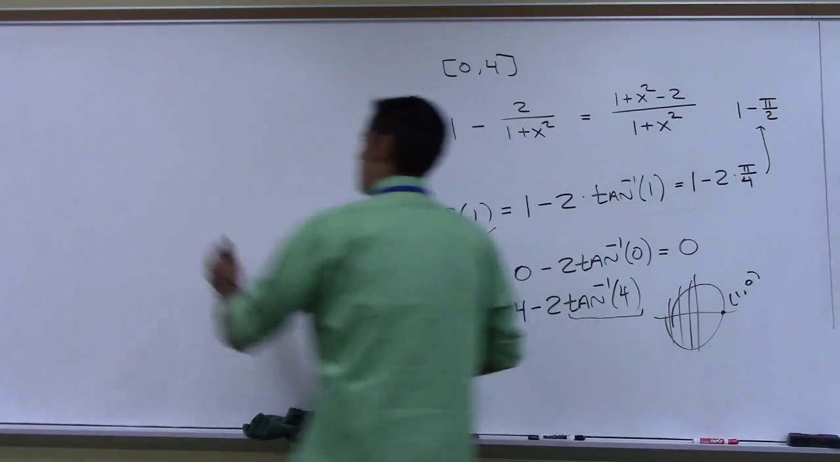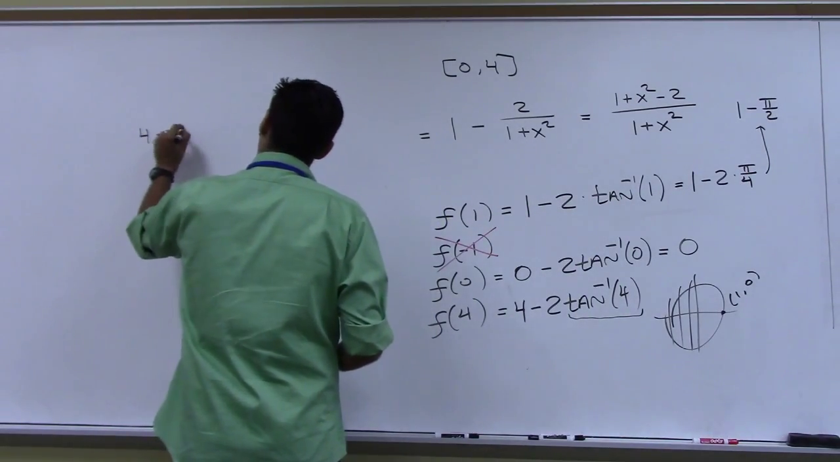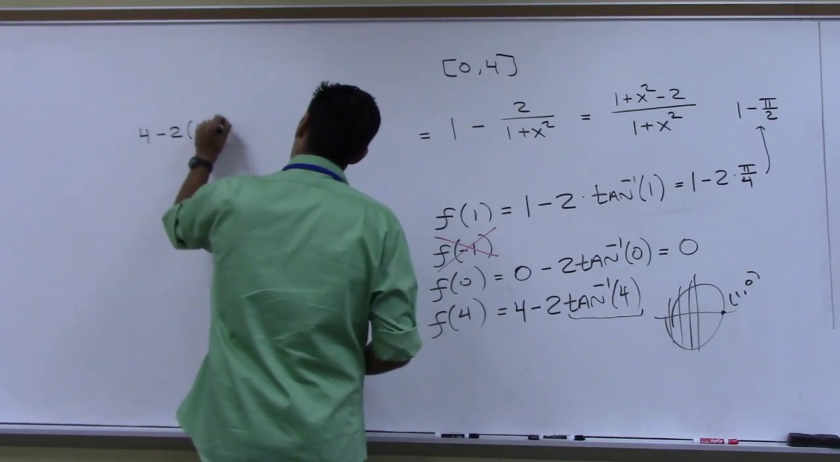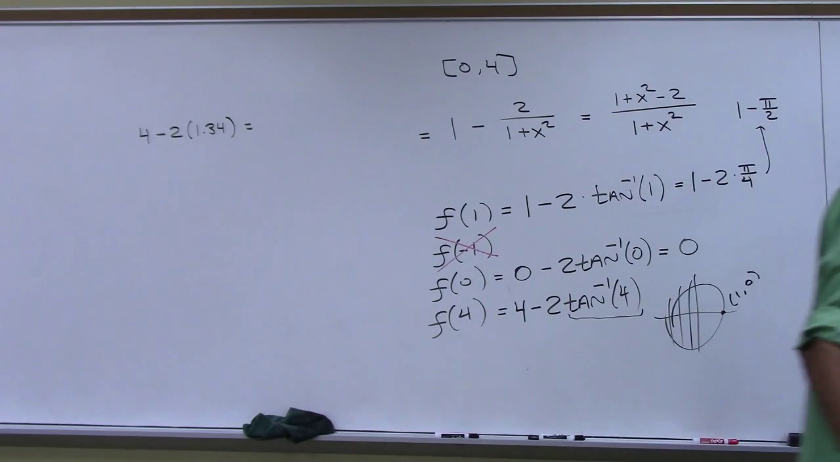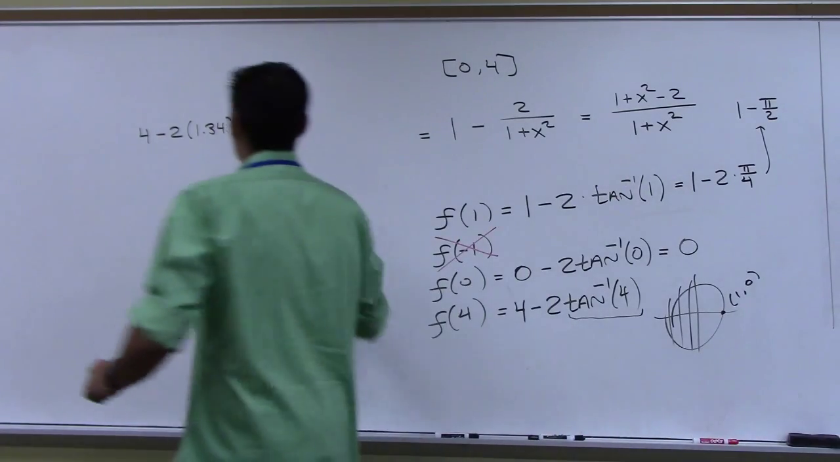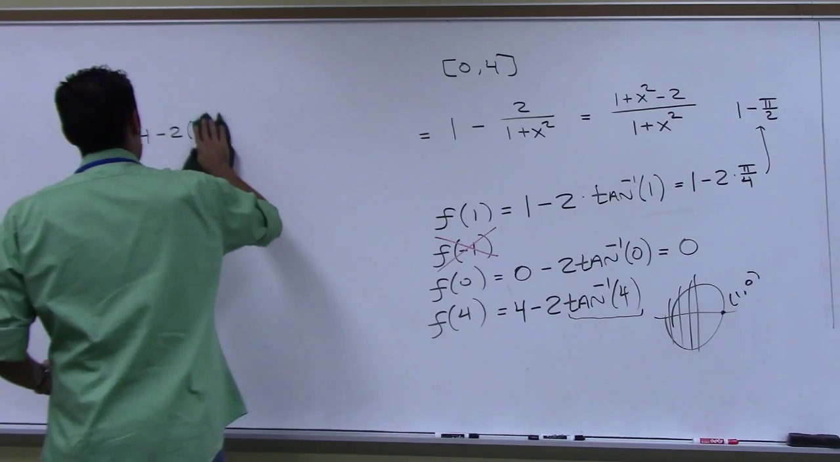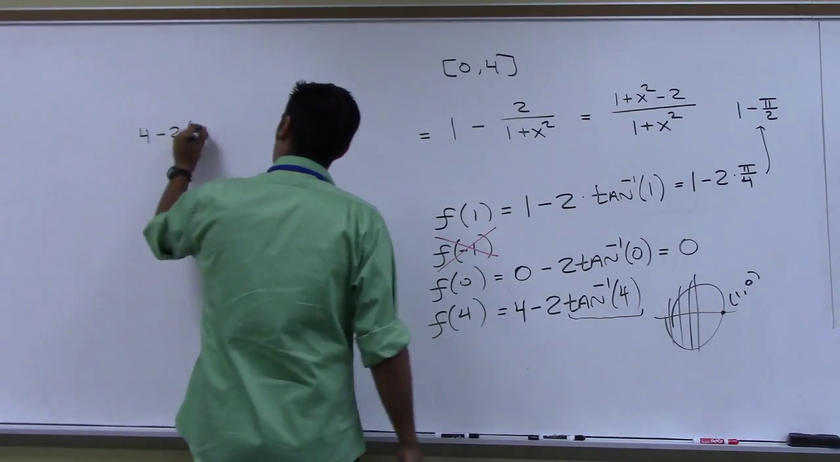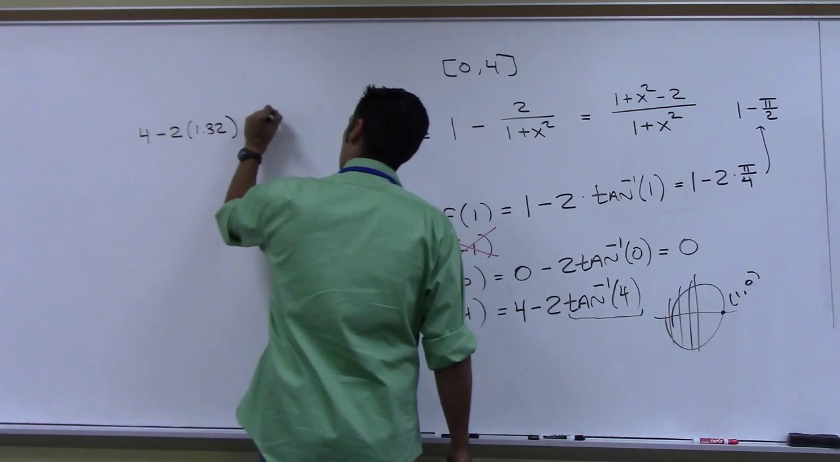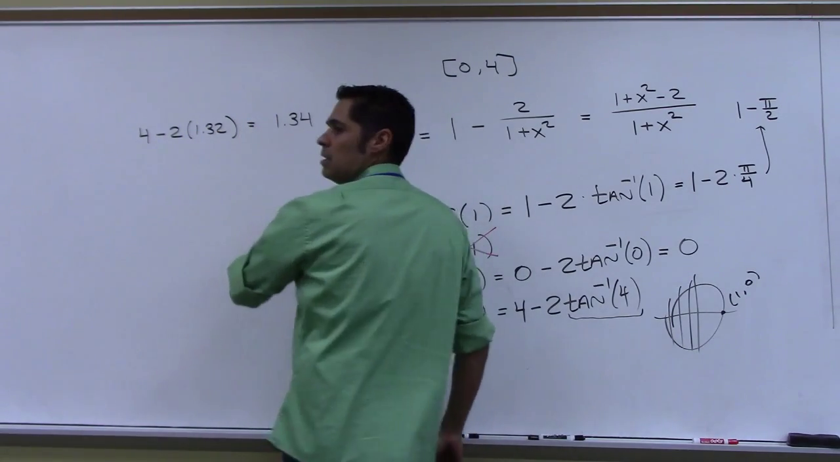So I'm going to continue that up here. It's 4 minus 2 times 1.34, and when you do all that, what do you get? Oh, the whole answer. Okay, you already did it all. What was arctangent of 4? 1.32. And then when you do that, you get 1.34 roughly? Okay.